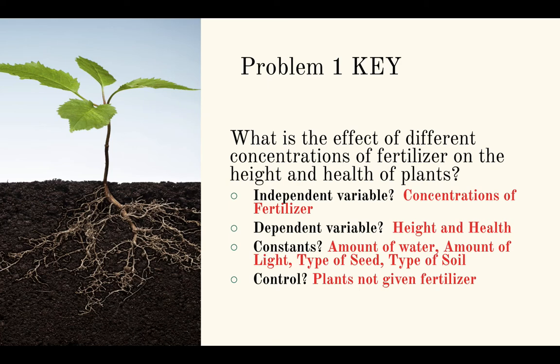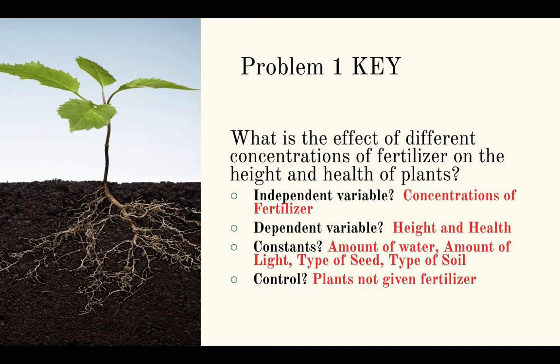If you did this correctly, you would have said that the independent variable would be the concentrations of fertilizer, so your different concentrations of fertilizer. Your dependent variable, and oftentimes you'll have more than one dependent variable, especially with a plant project. Height is not always a good indication of the healthiness of the plant. So height and health would be a more qualitative dependent variable.